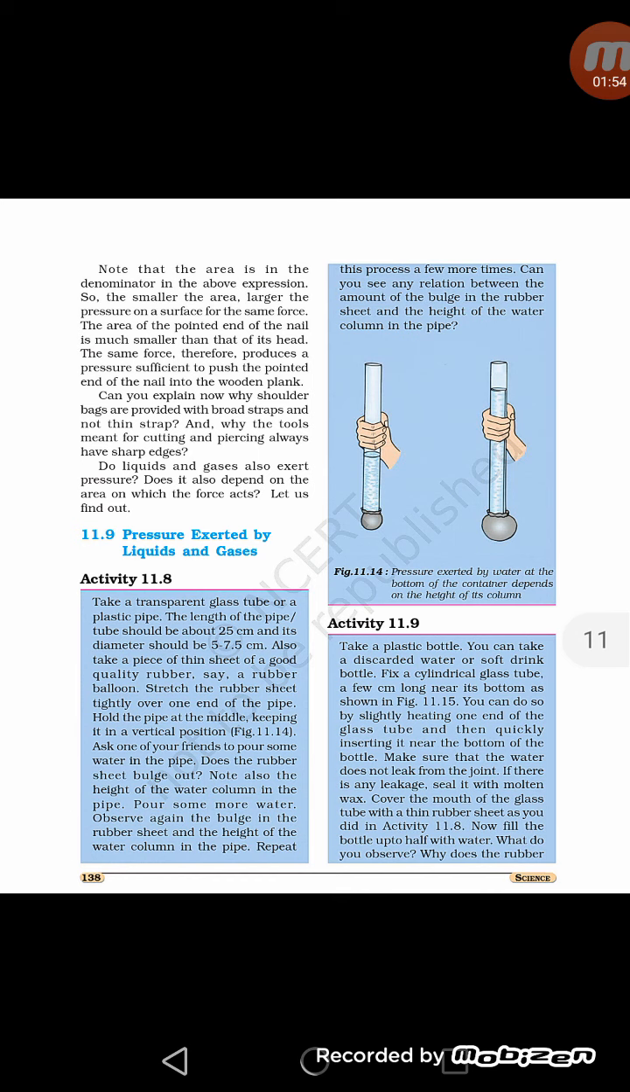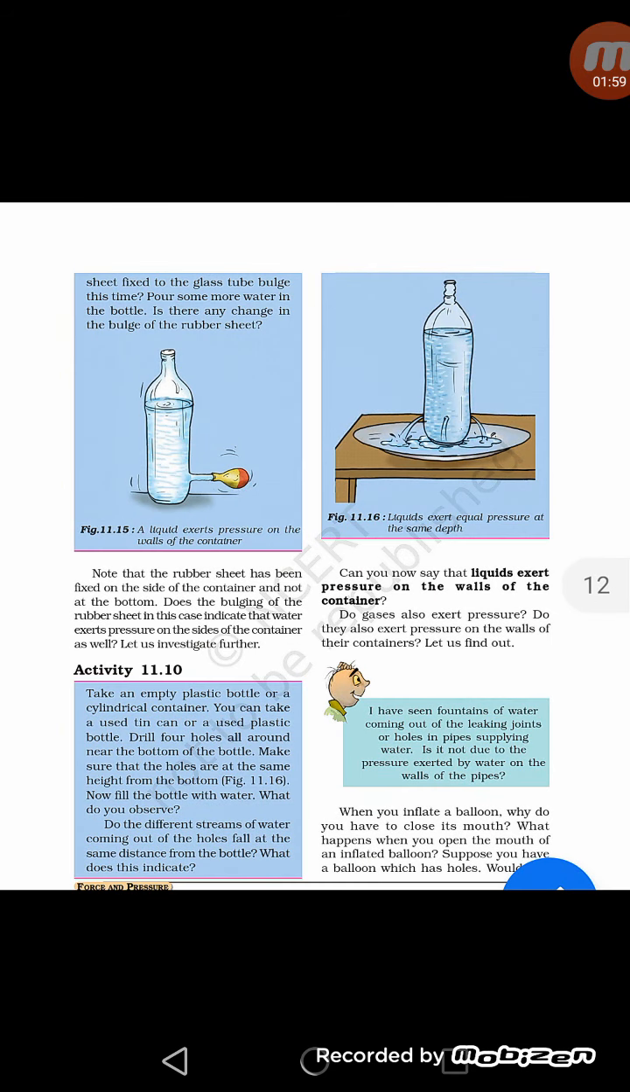Now next one is activity 11.9. As you can see in this activity, there is a bottle given. We can take a transparent bottle for this, and we will connect a balloon on the side with the help of some tube. After pouring the water into this glass bottle, we will see that the balloon increases in size, or we can say this balloon inflates due to filling of water. So this activity proves that water not only exerts pressure at the bottom of the container, but also it exerts pressure on the side walls of the container.